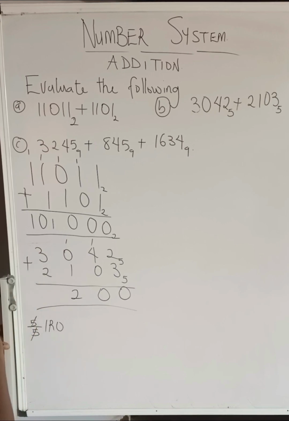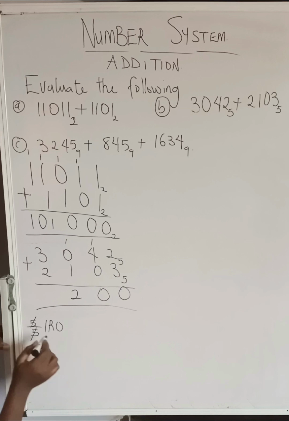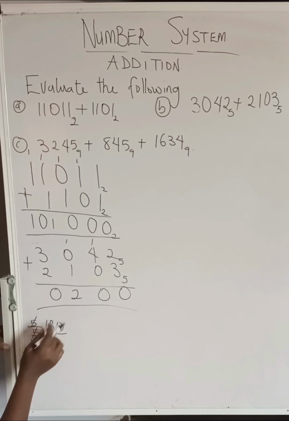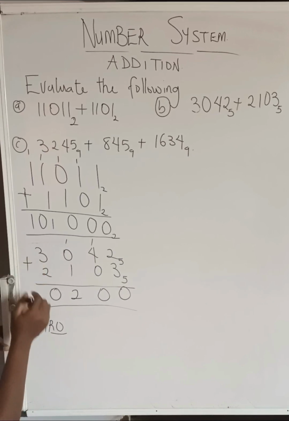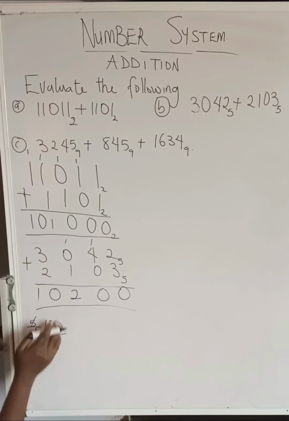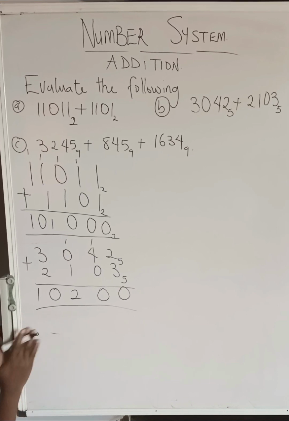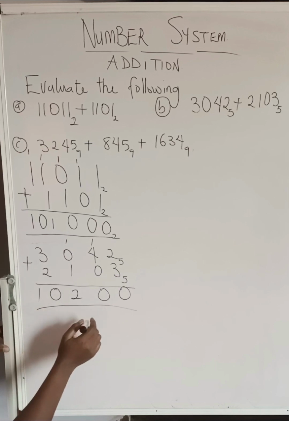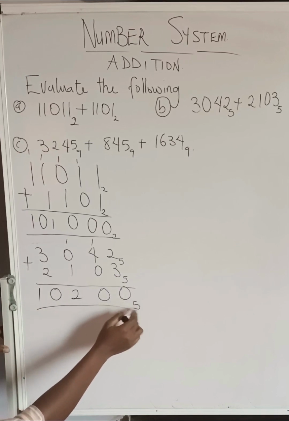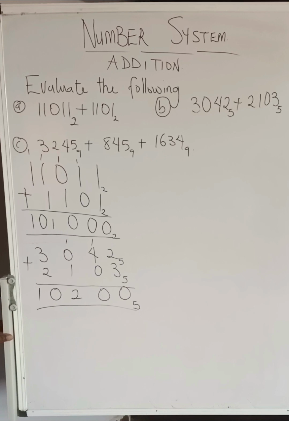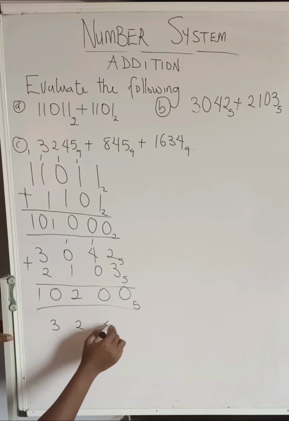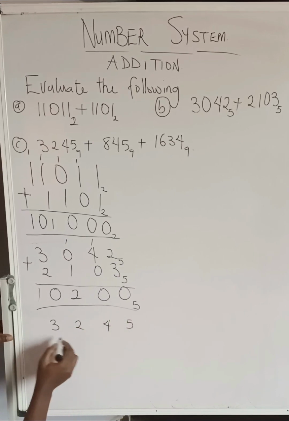So we have a 3 plus 2 here, which is 5. 5 divided by 5 is 1 remainder 0. What do we write first? Our remainder. We write our remainder here, which is 0. And then our 1, because there's no other number here, we are safe to bring our 1 here. Therefore, our 3042 base 5 plus 2103 base 5 equals 10200 base 5.